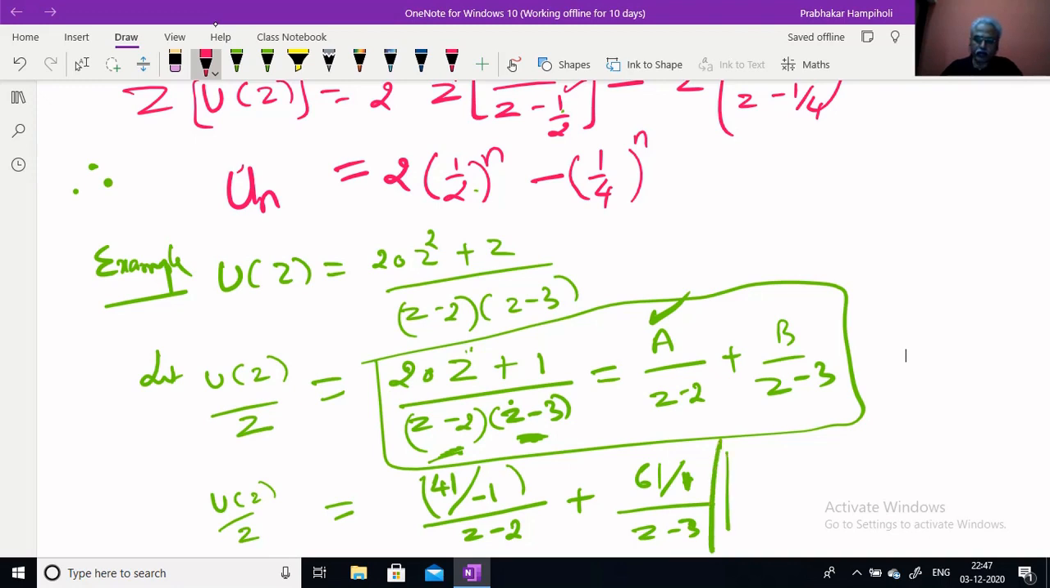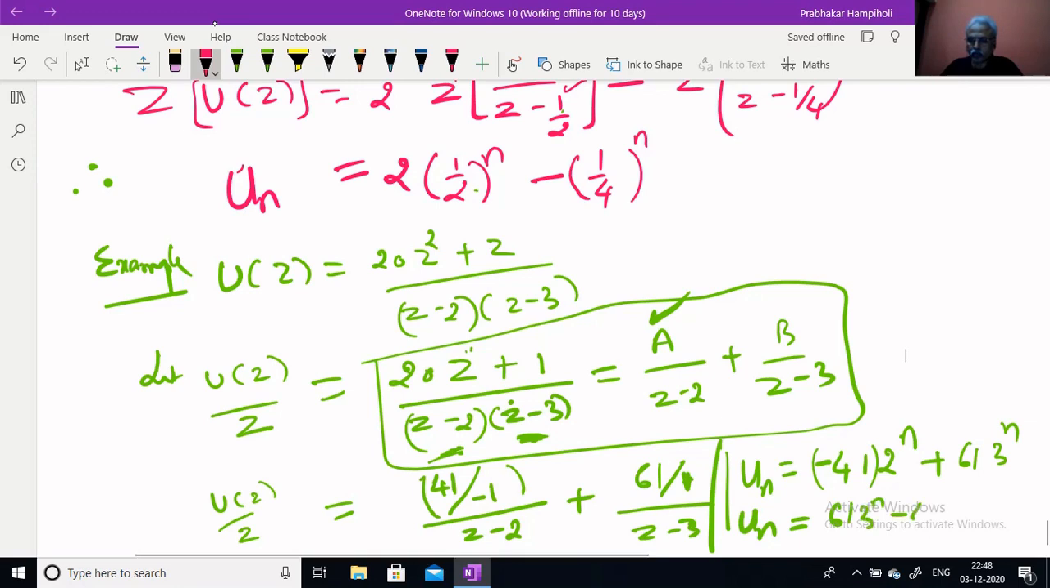This implies that if I take z inverse, the corresponding un is minus 41 times 2 raised to n plus 61 times 3 raised to n, taking z inverse on every side and taking z this side. I am writing the answer directly for you. Or you can reverse this as un equal to 61 times 3 raised to n minus 41 times 2 raised to n, taking the inverse.